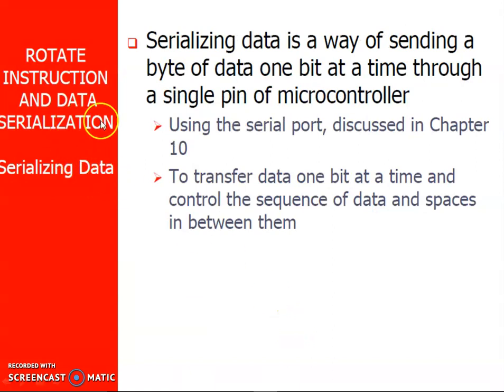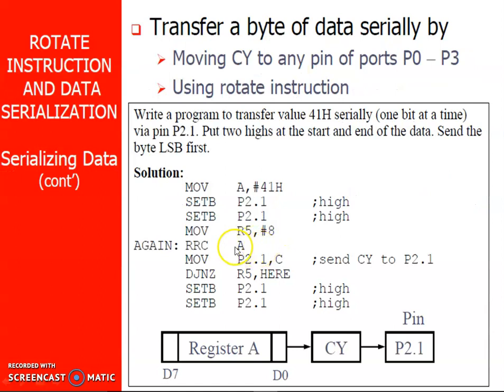Next is serialization. Serializing data is a way of sending a byte of data 1 bit at a time through a single pin of the microcontroller. Using the serial port, which is discussed in chapter 10 in detail, we transfer data 1 bit at a time and control the sequence of data and spaces in between them. Or transfer a byte of data serially by moving CY to any pin of ports P0 to P3 using a rotate instruction. So these are the two ways of transferring a byte of data serially.